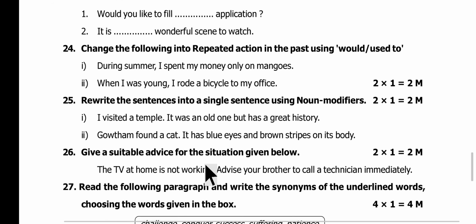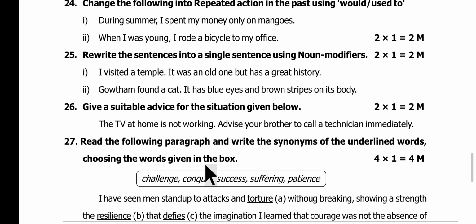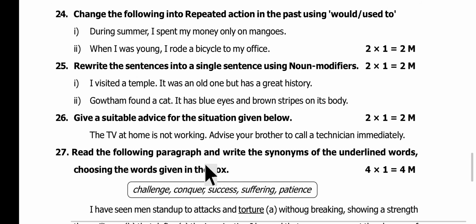So change the following into repeated action using would or used to. This is about habitual actions, and where we use would and where we use used to. That kind of distinguishing knowledge should be there for attempting this question. So this is from textual only.